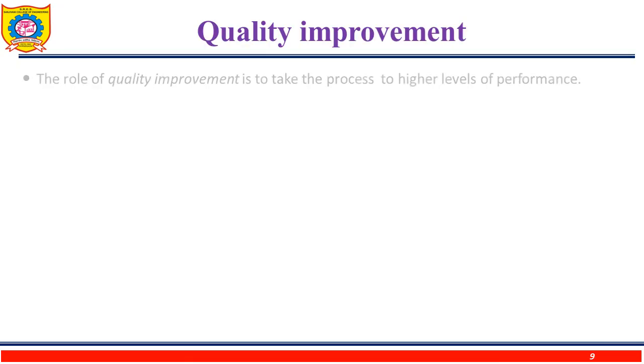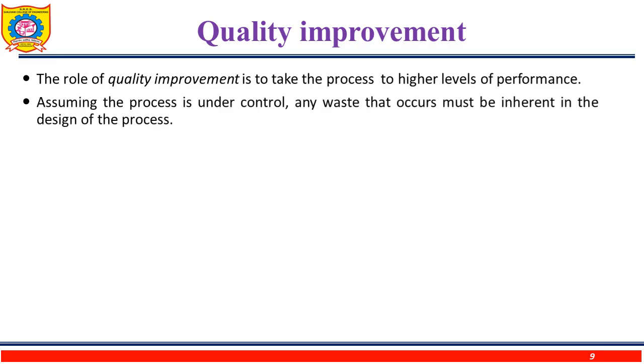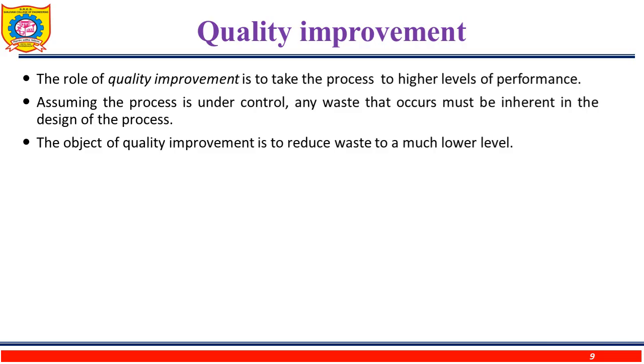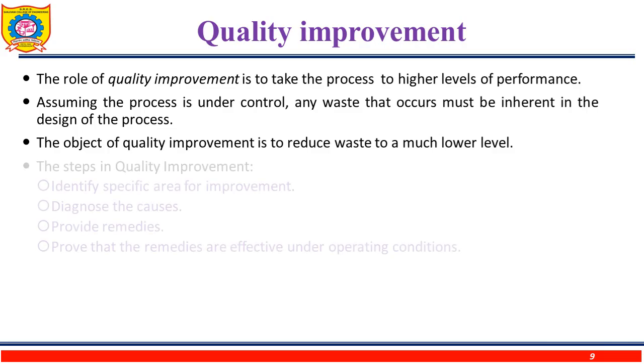Then quality improvement. The role of quality improvement is to take the process to higher levels of performance. Assuming the process is under control, any waste that occurs must be inherent in the design of the process. The objective of quality improvement is to reduce the waste to a much lower level. So whatever scrap, rejection, rework is there, all this is treated as waste. So it should be kept at a much lower level.